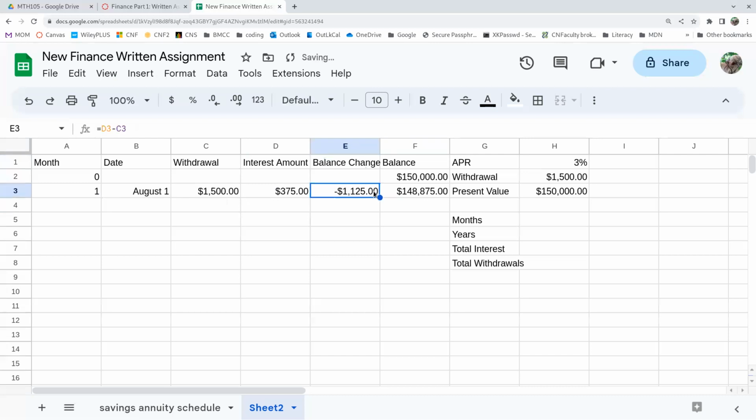Okay, because I got the negative in there. So my account went down a little bit. It didn't go down by 1,500 because I earned some interest on the existing balance. All right, so those are our formulas. We're ready to fill those down.